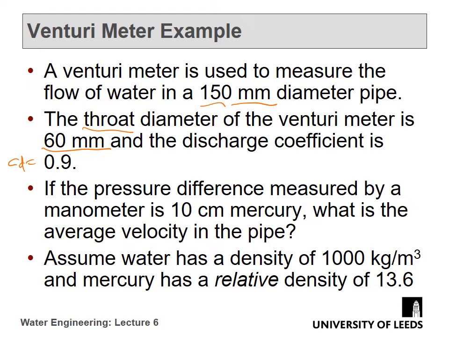If the pressure difference is measured by a manometer with 10 centimeters of mercury, what is the average velocity in the pipe? Assume the water has a density of 1000 kilograms per meter cubed, and mercury has a relative density of 13.6. I've underlined there the specific bits of data we need to take out.